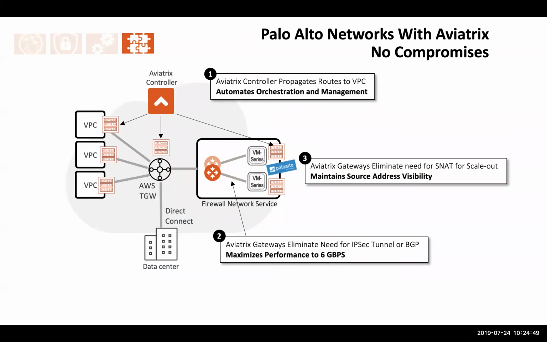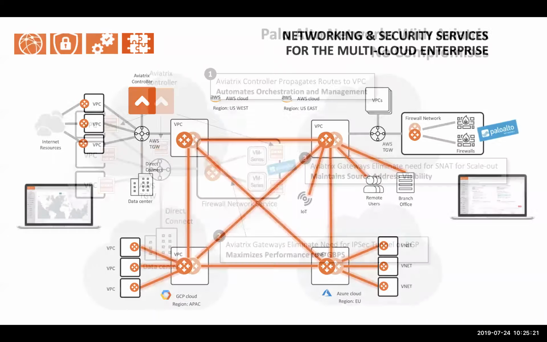One, we're using the controller, so we're going to automate the propagation of routes everywhere that these routes need to go and what needs to be sent to the firewalls. We're going to remove the need for IPsec, so you're going to be able to maximize the performance and get 6 gigabits per second to each one of the VM series. And we're going to remove the requirement to use SNAT when doing scale out. So we make it a much smoother operation, get super high performance, and be able to maintain source address visibility.